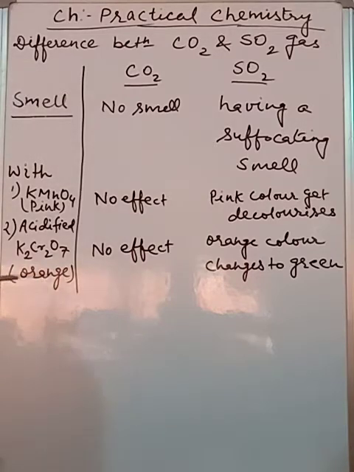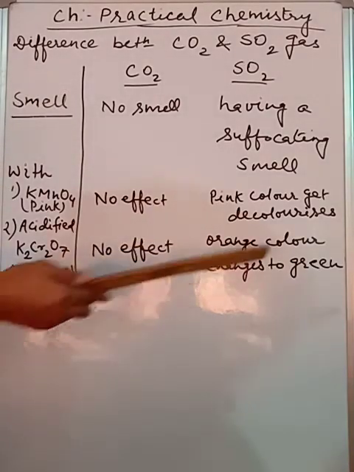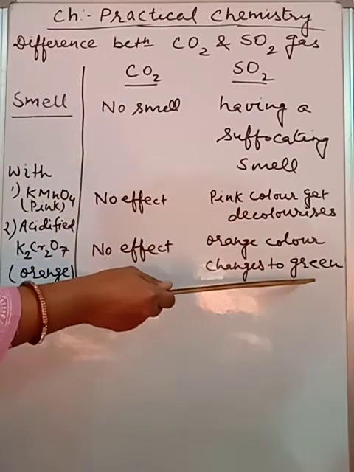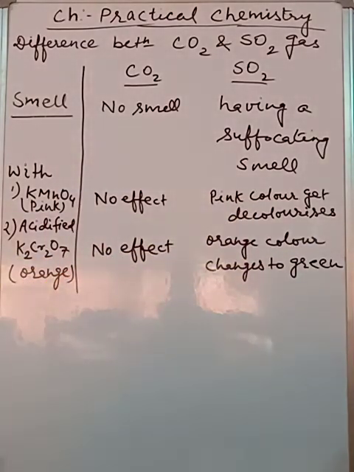Now the second reagent we are going to use is potassium dichromate, which is an orange color crystal. After dissolving in water, we are mainly going to take acidified potassium dichromate solution, which is orange in color. When we pass CO2 gas through this, no change will be observed, the orange color remains orange. At the same time, when SO2 passes through this, the orange color changes to green. Orange color changes to green. So here you can see clearly we can distinguish between these two gases. And this is a very important question in the board paper.